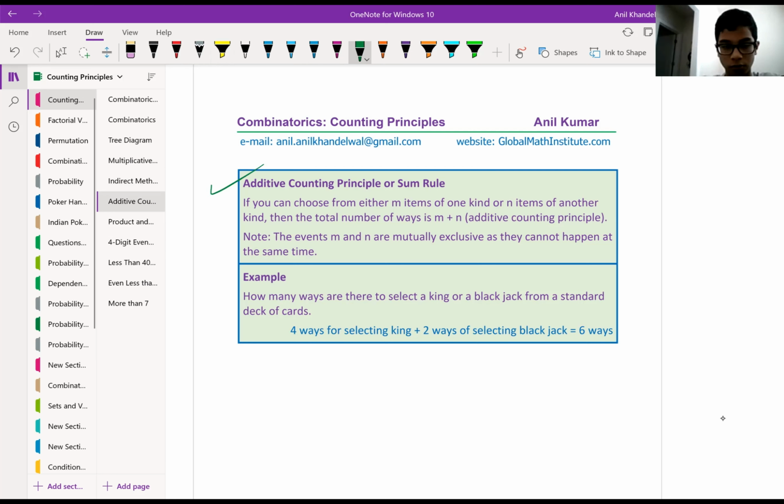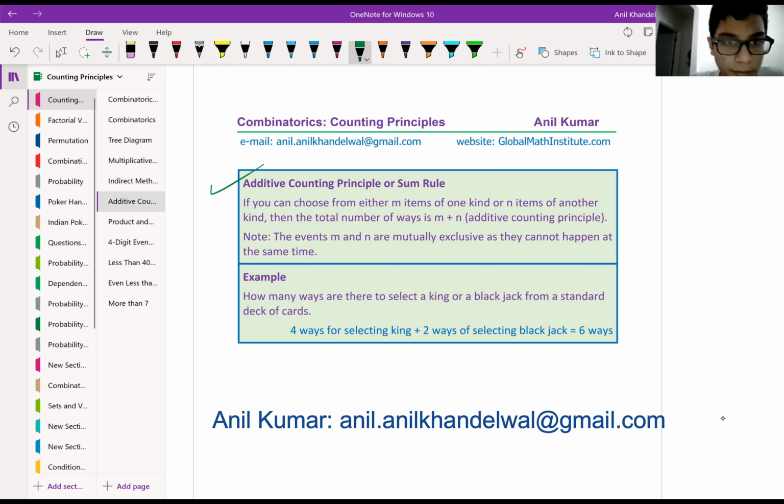Can you please read what is written on the screen? Additive counting principle or sum rule. If you can choose from either m items of one kind or n items of another kind, then the total number of ways is m plus n. Note the events m and n are mutually exclusive as they cannot happen at the same time.